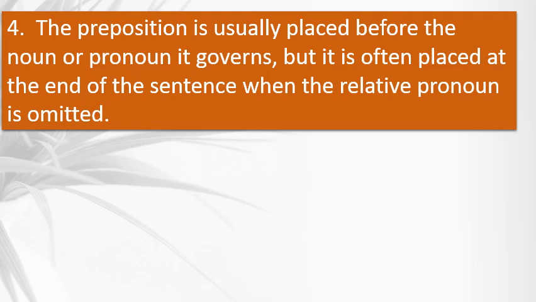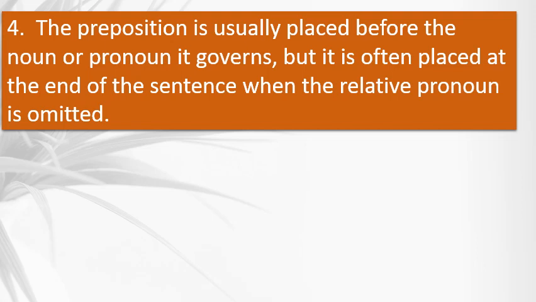So what is the meaning of relative pronoun? A relative pronoun relates a noun to a group of words that follows, like who, which, that, etc. Fine. So when in the sentence the relative pronoun is omitted, means when it is understood and no need to write down, at that time we place the preposition at the end of the sentence.